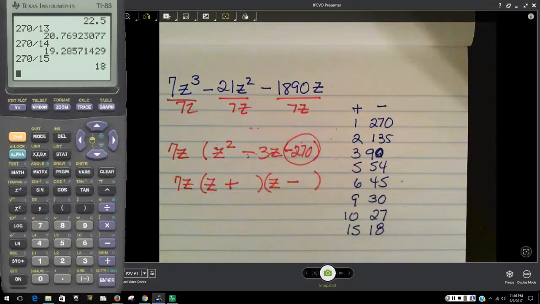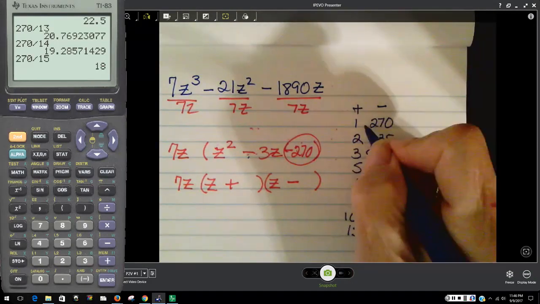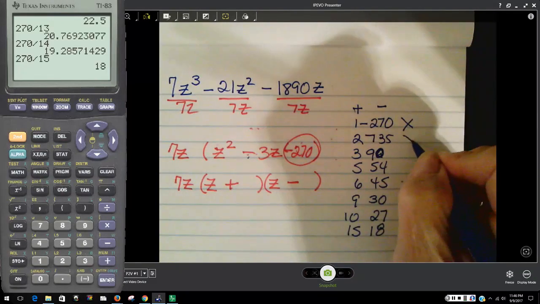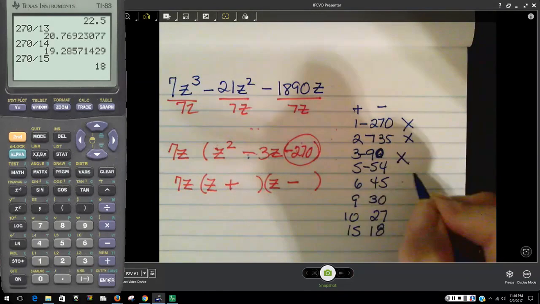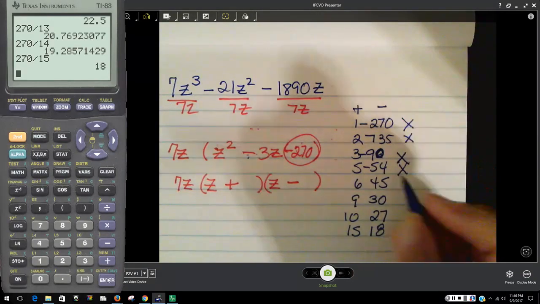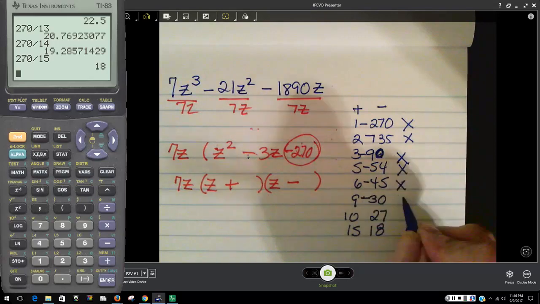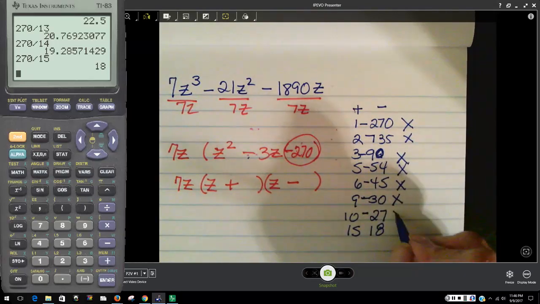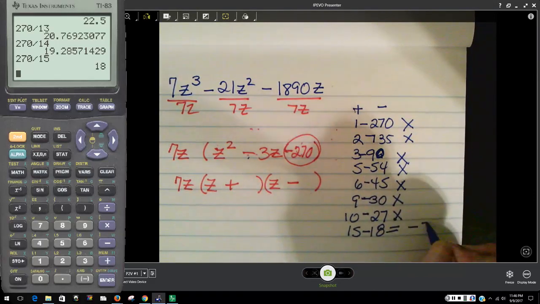Now, since the list is getting long, what I would suggest that you do as you go along is to say this is 1 minus 270, didn't work. 2 minus 135 doesn't give us negative 3. 3 minus 90 doesn't give us negative 3. 5 minus 54 doesn't give us negative 3. 6 minus 45 does not give us negative 3. 9 minus 30 doesn't give us negative 3. 10 minus 27 doesn't give us negative 3. But 15 minus 18 does give us negative 3.